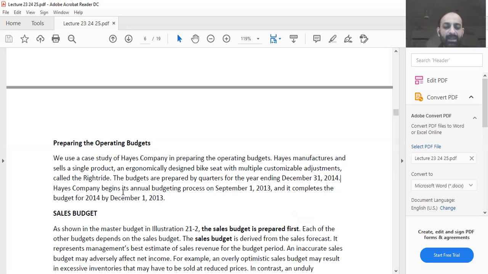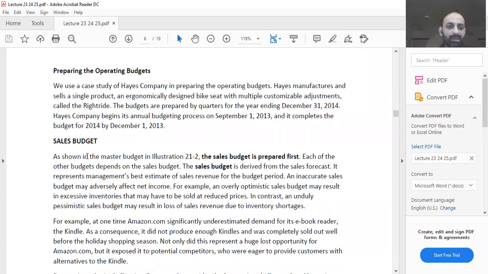Hayes company begins its annual budgeting process on 1st September 2013, and it completes the budget for 2014 by December 1, 2013. As we discussed in lecture number 23, budgeting is a long process. That is why they start it on 1st September 2013 and end it by December 1st, 2013 for the next financial period, which is 2014.